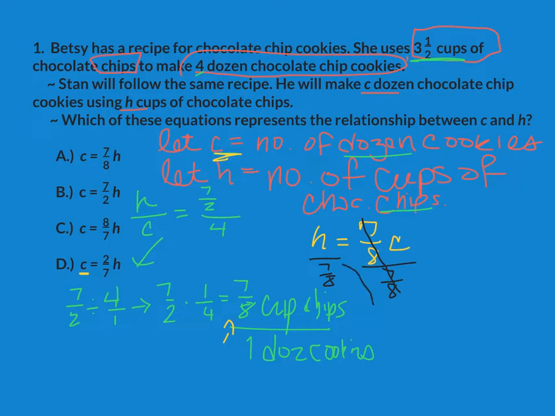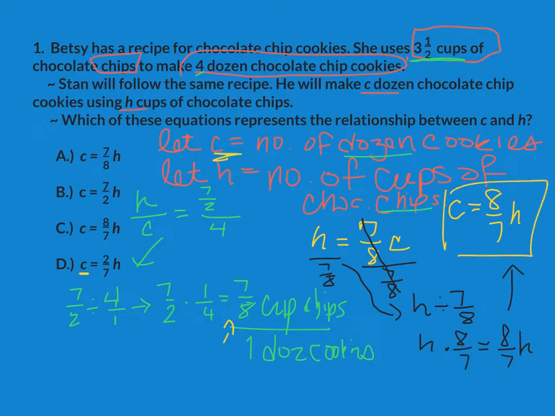And then I bring this over here, and I treat this like any other division of a fraction. So it would be H divided by 7/8. I keep the first, flip the second, then I multiply, so that equals 8/7 H. So in writing my final equation that has that C first, it would be C equals 8/7 H. So that is the final answer. Do I have that here? Yes, I do. It's choice C.